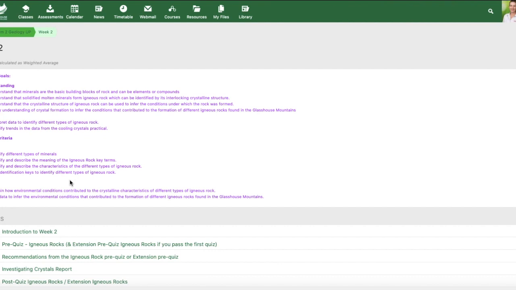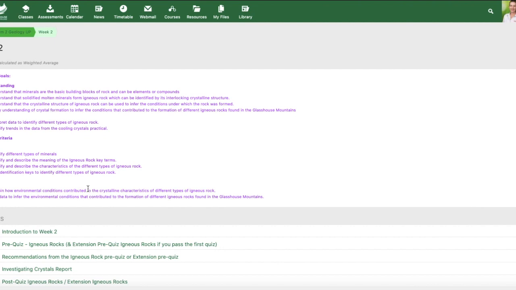The other thing I really want you to be able to talk to me about are the environmental conditions that surround or contribute to the characteristics that you find in different igneous rocks. You're going to be going into the temperature conditions in our Investigating Crystals prac, how the temperature at which they're cooled affects the crystalline structure of the rock. So you need to be able to talk to me about how environment influences rock structure.